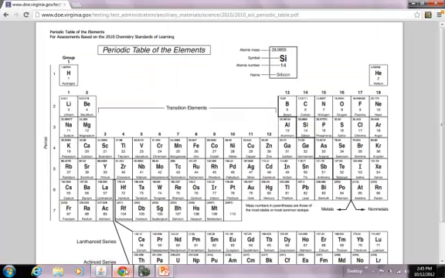So gallium, let's see, where is gallium? Right here, and look, 69.72. That is so close.